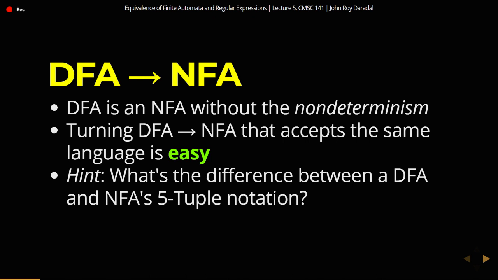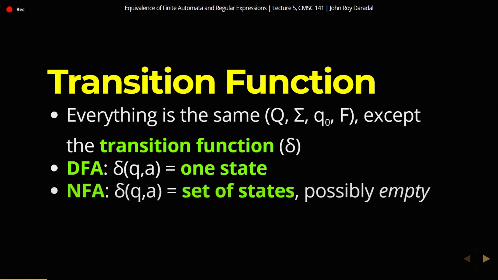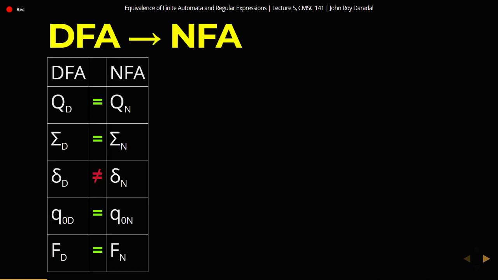So what do you think is the difference between the DFA and NFA's 5-tuple notation? The answer is everything is the same except for the transition function, delta. In the DFA, for the transition function, we map a state and an input symbol to one state. But in the NFA, we have the transition function mapping a state and an input symbol to a set of states, which could be possibly empty. So that's the only difference. So everything else is the same, right?